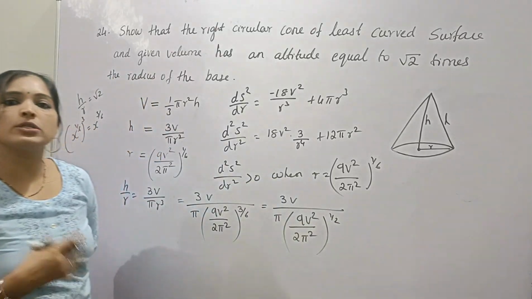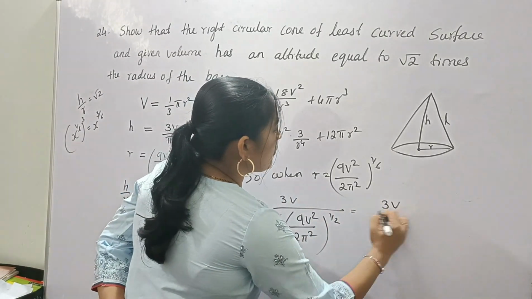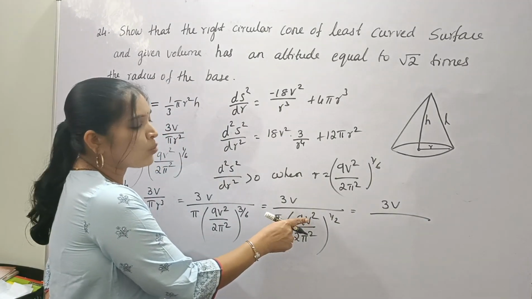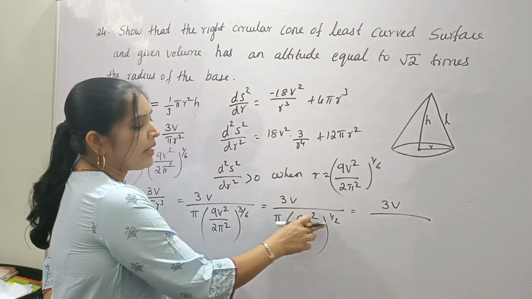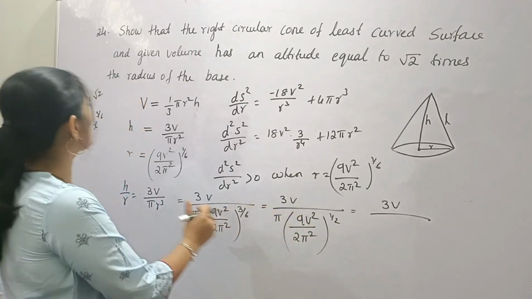Whole raised to 1 by 2 means square root, right? So what is the square root of this one? 3v divided by, see, we know that 9v square is the square of 3v, so here its square root is 3v.